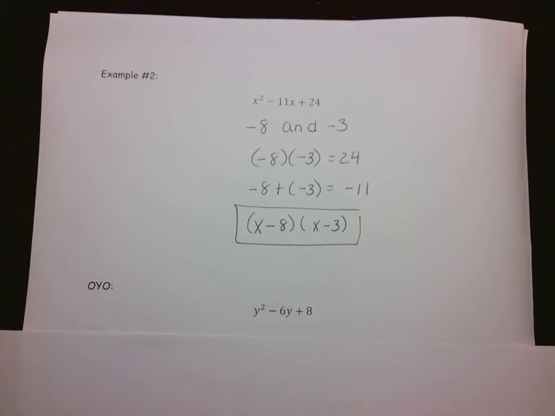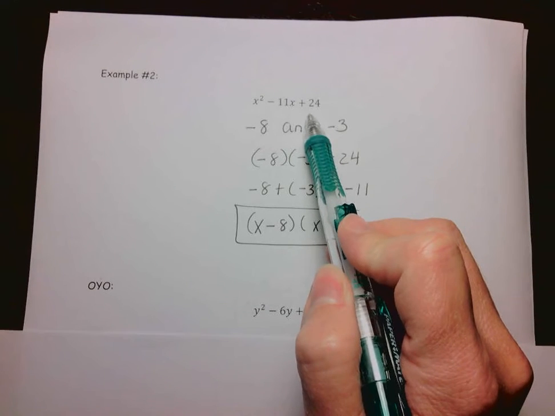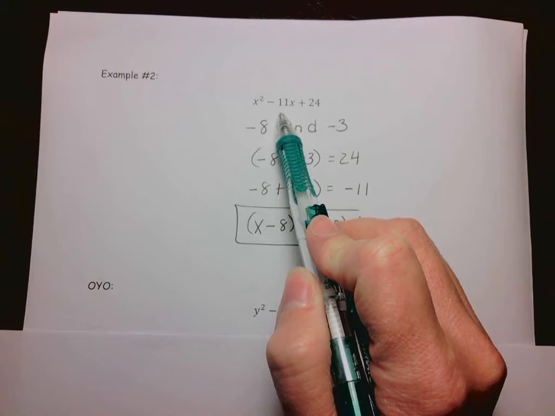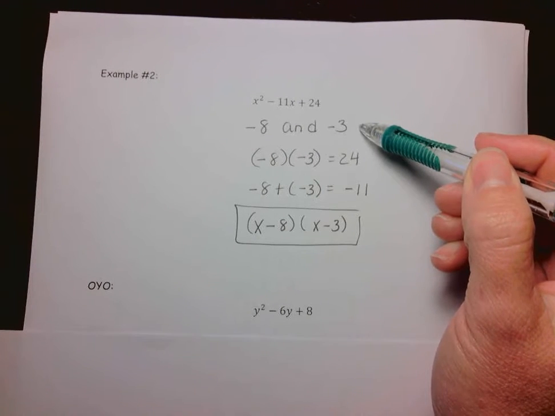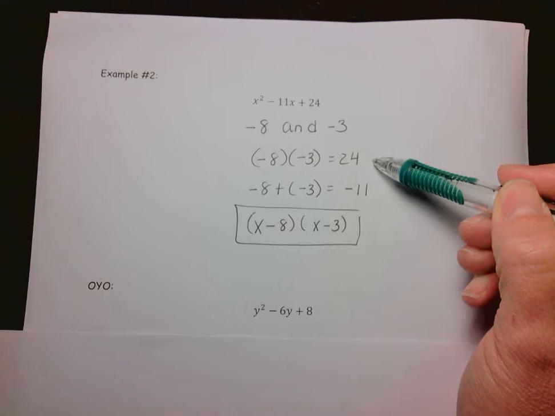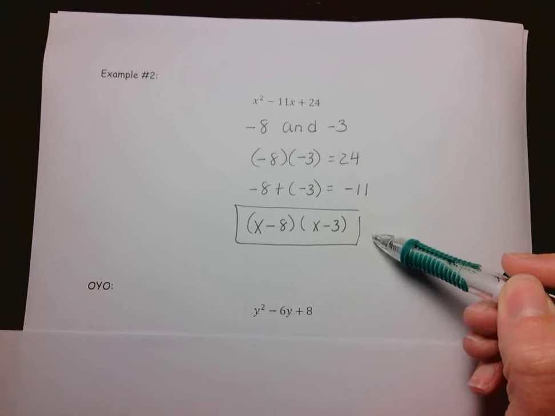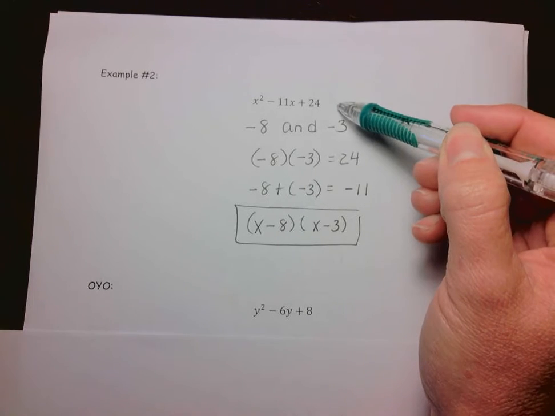Example number 2, x squared minus 11x plus 24. Factor this. Ask yourself, what are the factors of positive 24 that add up to negative 11? And the answer is negative 8 and negative 3, because when I multiply them together, I get positive 24, and when I add them together, I get negative 11. So this is my final answer. These are the two binomials that, when multiplied together, equal this trinomial.